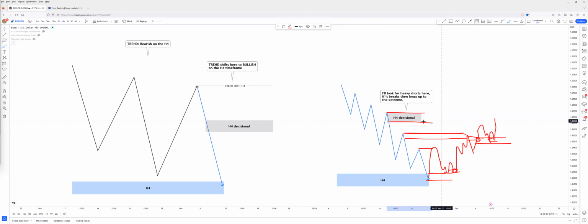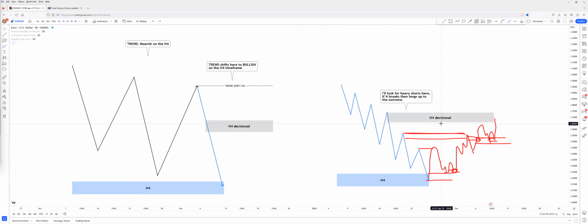Here will be the 4-hour decisional. You're going to take longs up to this region. You're taking longs up to this 4-hour decisional. And if this 4-hour decisional is getting mitigated, you're going to expect heavy shorts. I look for heavy shorts here. If it breaks, then longs up to the extreme, right? That's why I wrote it here.